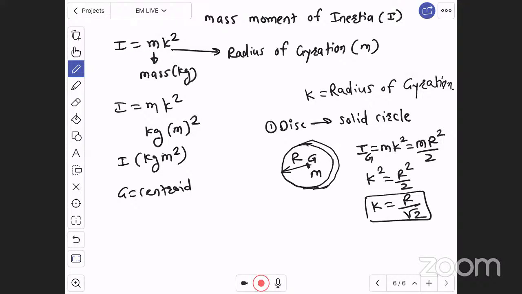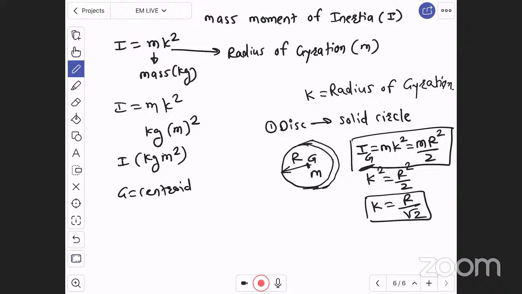Therefore, for a solid circular disk, radius of gyration is r by root 2, or Ig about the centroid or center of gravity is mr square by 2. Very important, my dear students. This is a very important concept. Remember these formulas. All the concepts are already completed in theory lectures. This is the lecture for solving numericals only. In this lecture, we are going to see 5 previous year GATE numericals. So here, quickly in 5 minutes, I am explaining the concepts of I, that is mass moment of inertia, and torque.